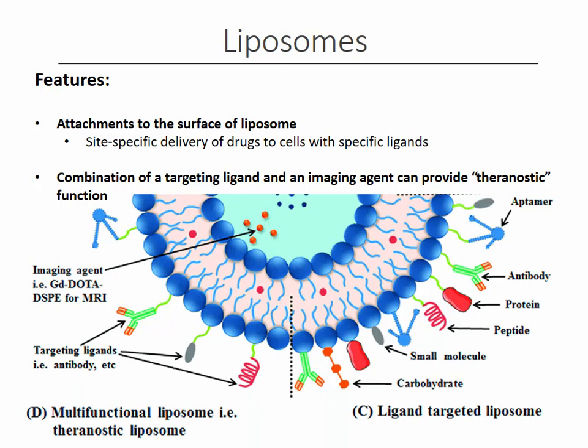So we can put attachments on the surface of liposomes. You can have any number of ligands. We got a couple examples here. As you can see, it's very versatile. You can really get a ton of different stuff on there.